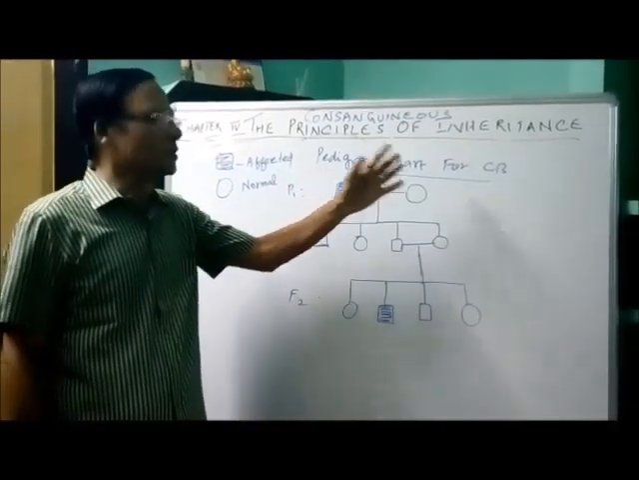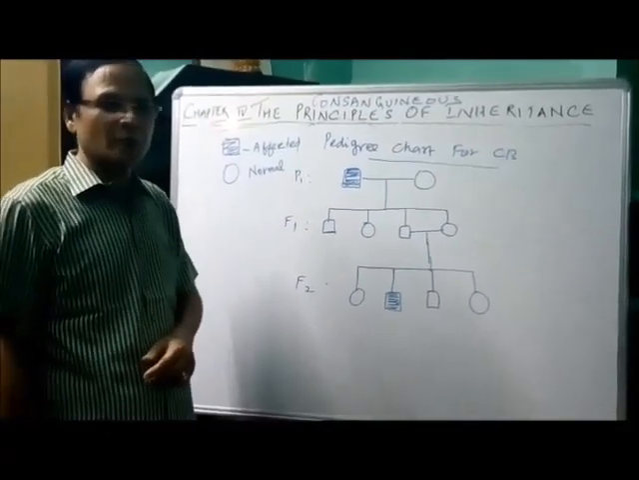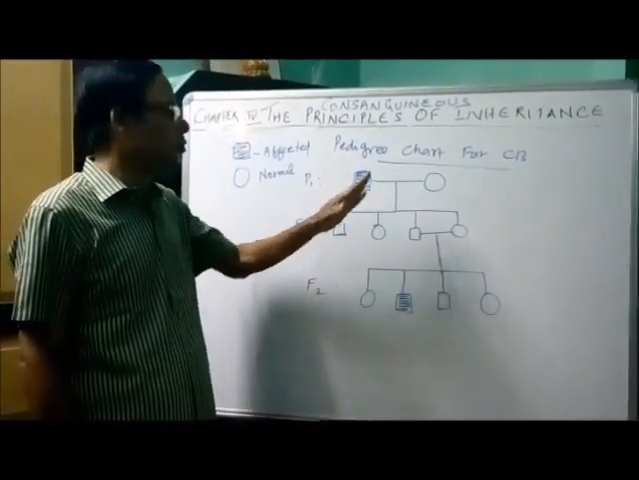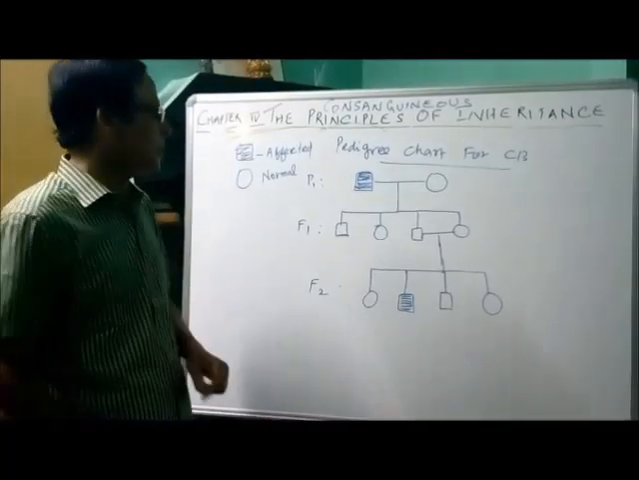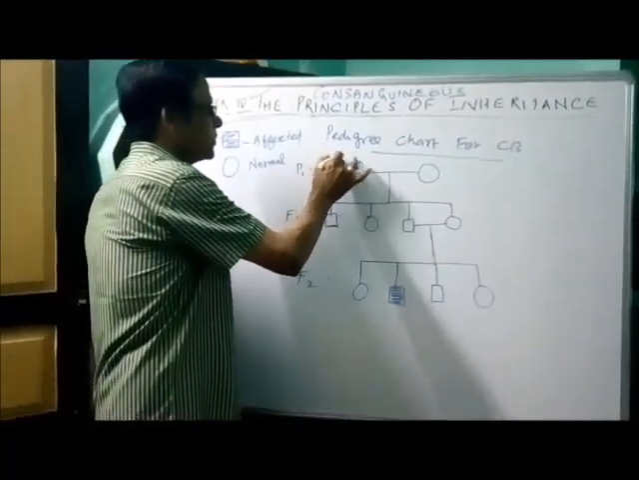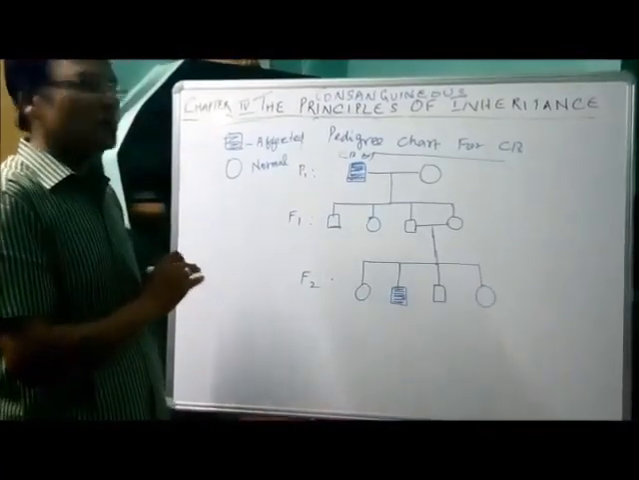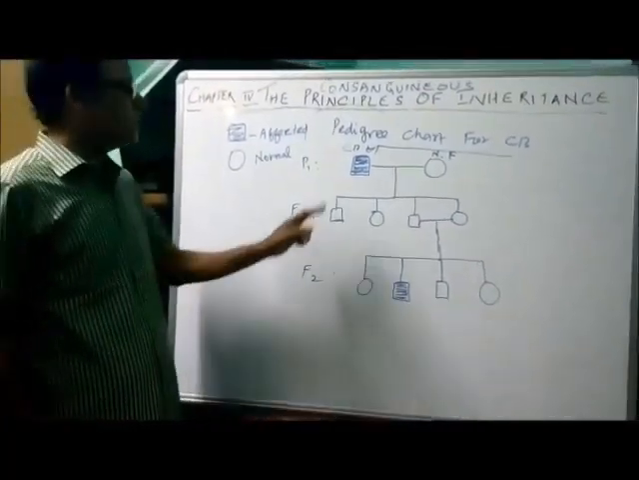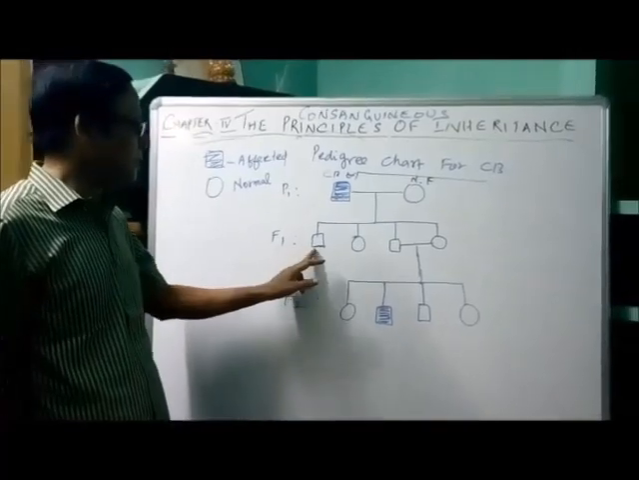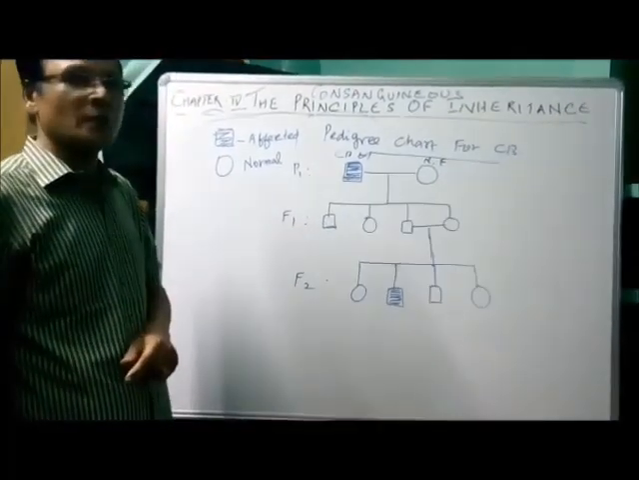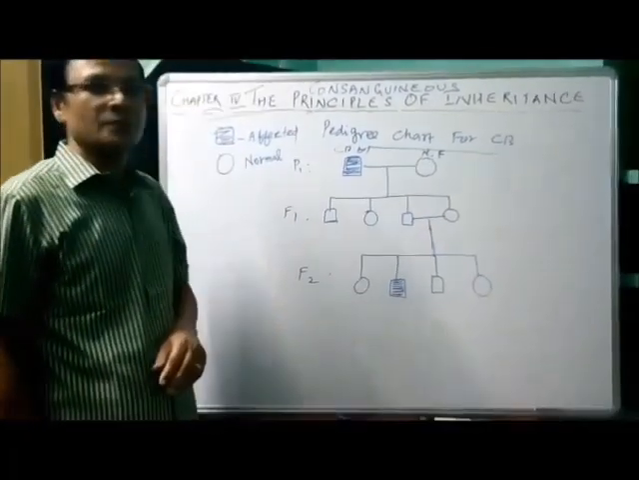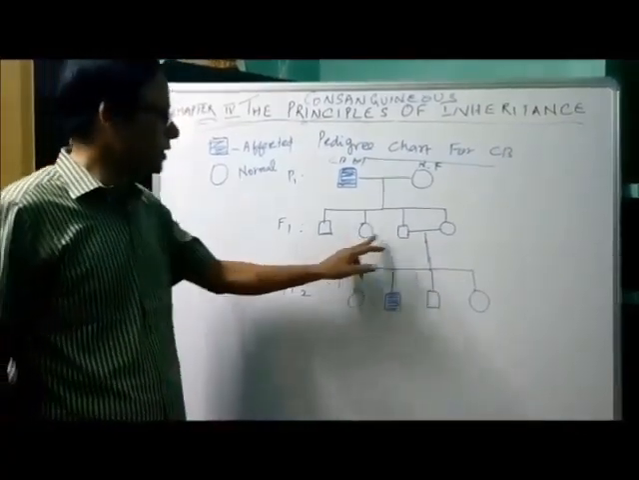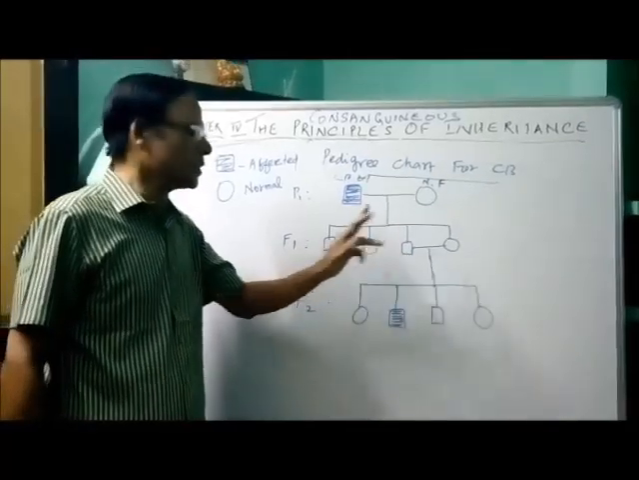Here is the pedigree chart for color blindness. I'm taking a simple picture only. I didn't give any words, only the figures and symbols are drawn. Now this is an affected male, that means a colorblind male, and this is a normal female. You know, when the father is colorblind, definitely the son should be normal. This is the F1 generation, and these two females are carriers. The carrier symbol is not normally given in the examination. These two are carrier females and these are unaffected males.